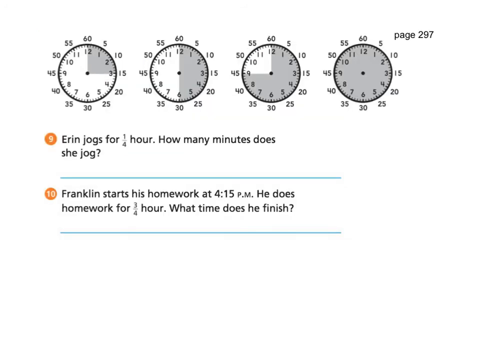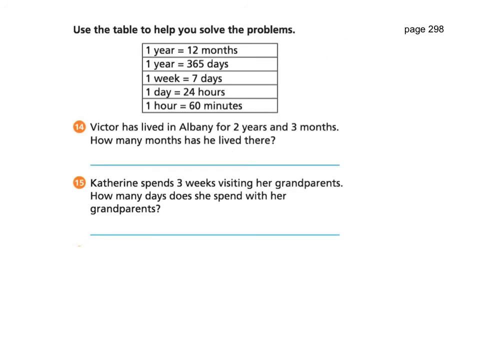Now you take that and we start talking a little bit different because it's adding fractions. So if Erin jogs for a quarter of an hour, how many minutes does she jog? That would be a quarter of a clock, which is 15 minutes. Here it's talking about 3/4 of an hour, and it's giving you a start time. See, it's a little bit trickier.